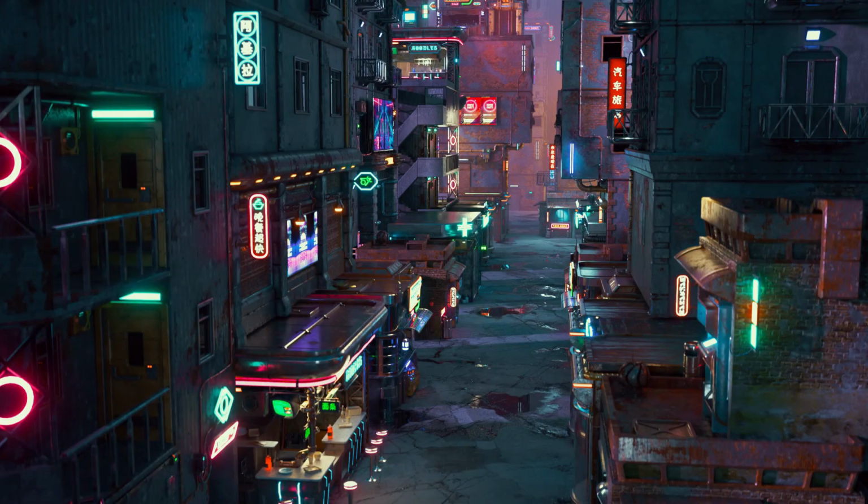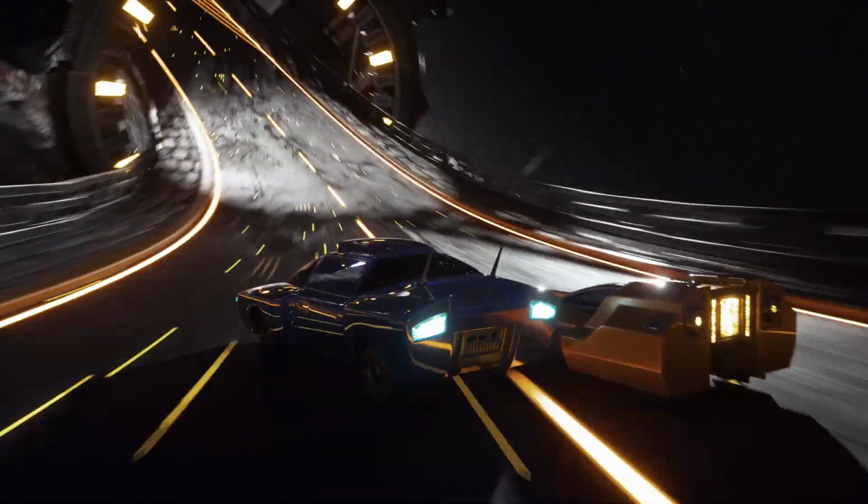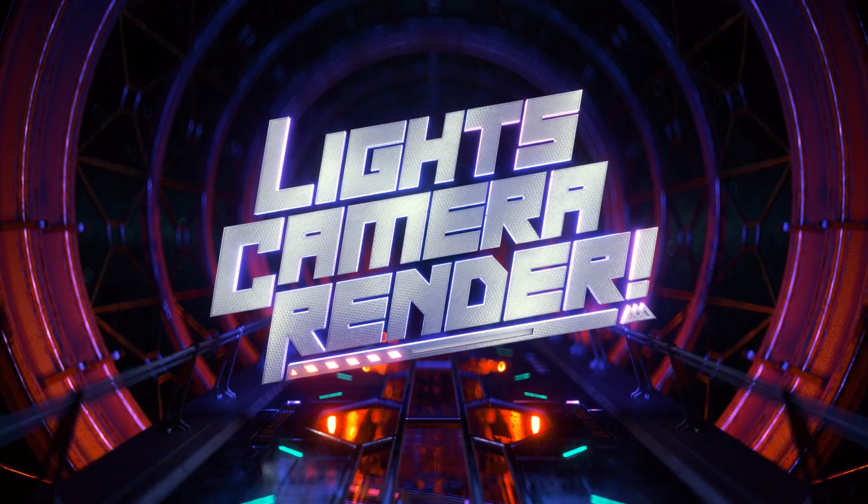If you don't know how to light a scene properly, or if you can't create a dynamic composition, direct purposeful camera moves, or tell a compelling story, the render engine won't matter at all, because it's not about how good the render engine is. It's about how good the artist is. That's why we created Lights Camera Render.